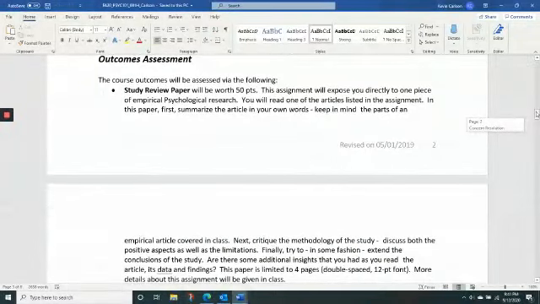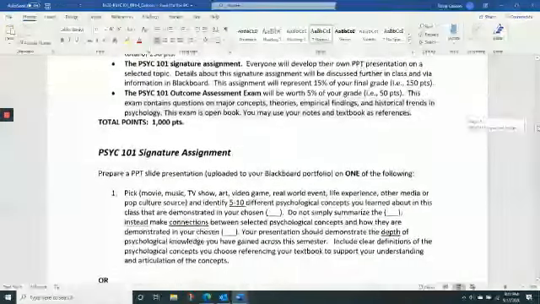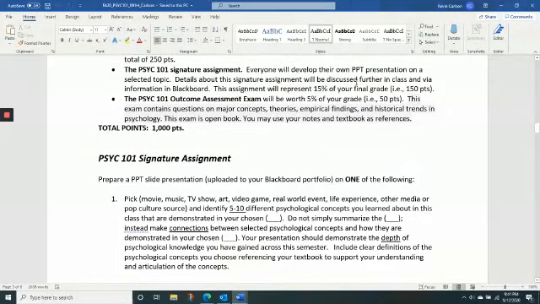So this is the syllabus. Here on the bottom of page 2, it says the outcomes assessment, which is basically what you're going to be graded on, all these things. And then the signature assignment is this, and the signature assignment is common to all Psych 101 sections, except different professors can choose different options of the questions that they ask for this. But the signature assignment itself is common.